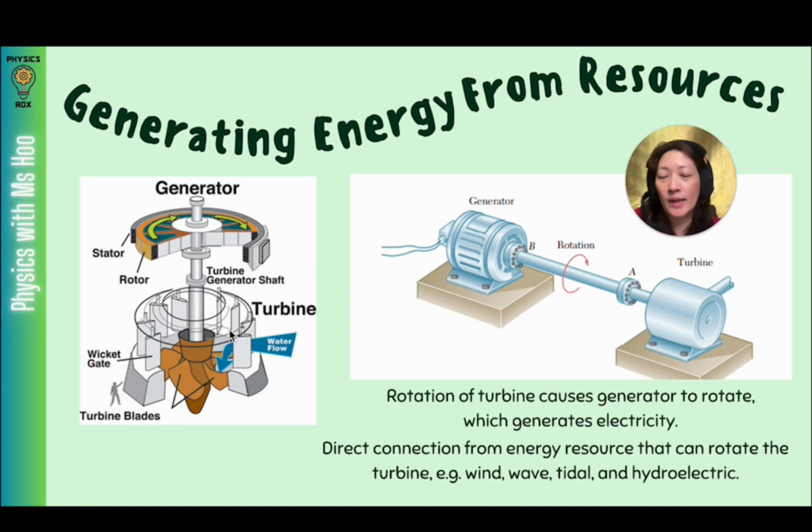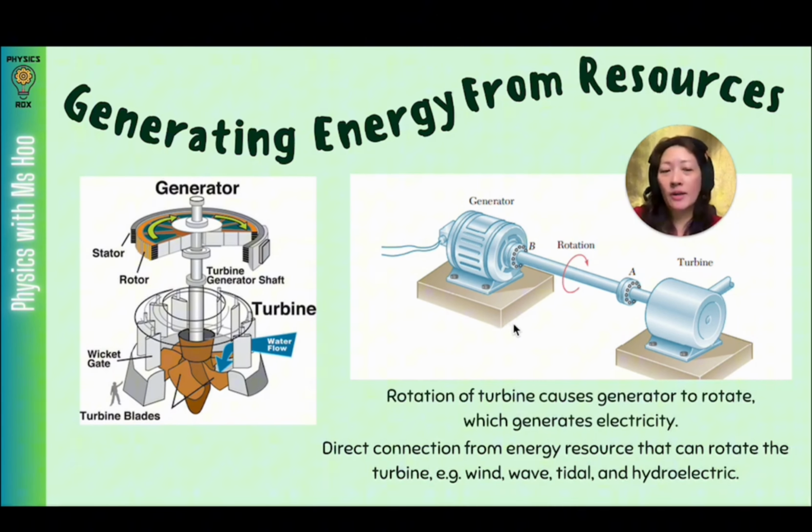The turbine has all these wicket gates, which is what will catch the movement of the particles, for example, water flow or air particles. So the movement of water or air will cause these wicket gates to spin, causing the turbine to rotate. So as the turbine rotates, the shaft will rotate and the connected generator here will rotate together with the shaft. So that's how the turbine is able to make the generator rotate. So in this case, whenever possible, we will have a direct connection from the energy resource that can rotate the turbine. For example, wind, wave, tidal, as well as hydroelectric.